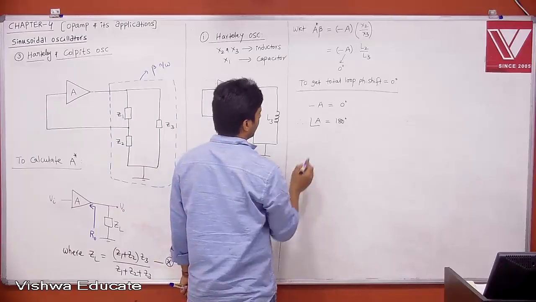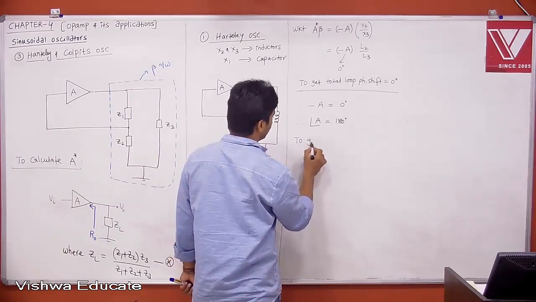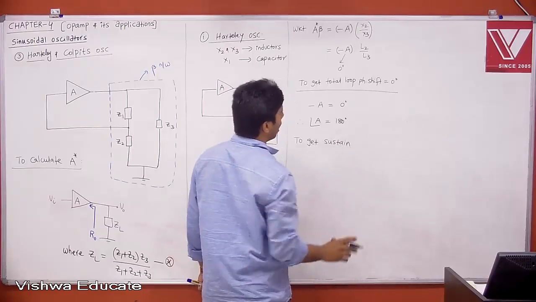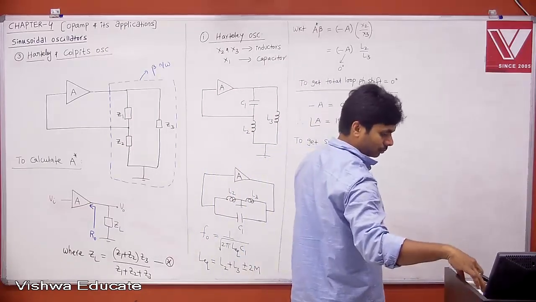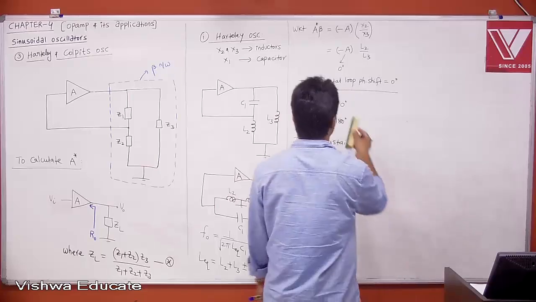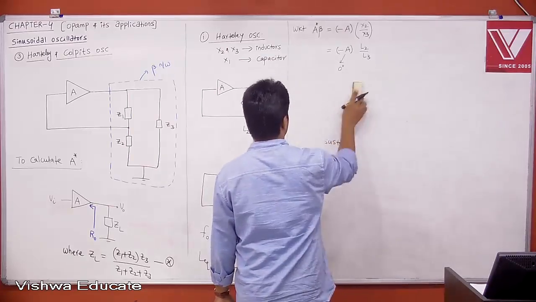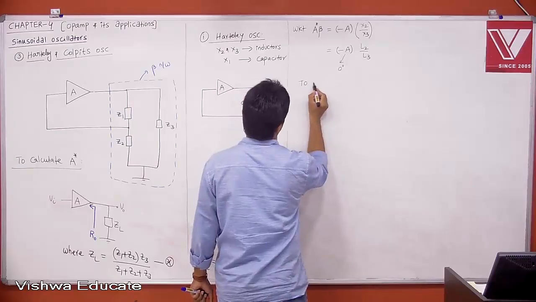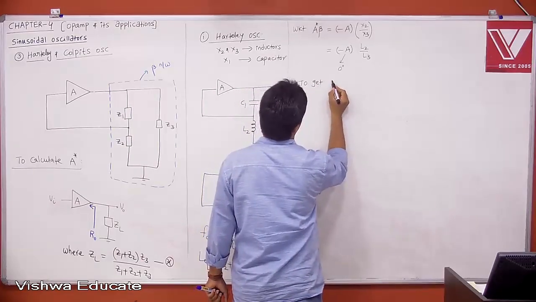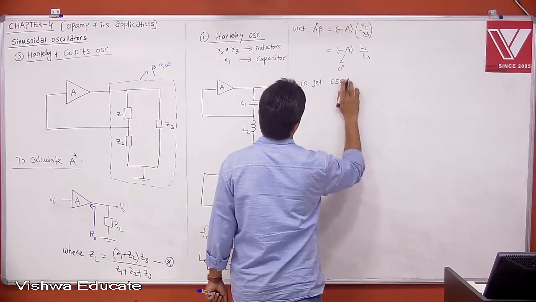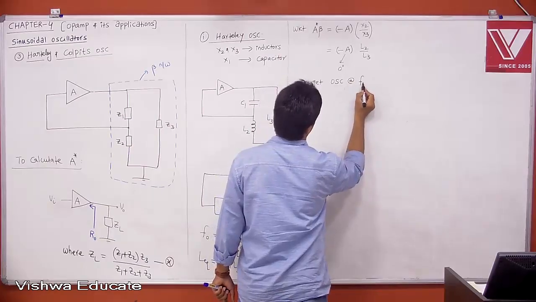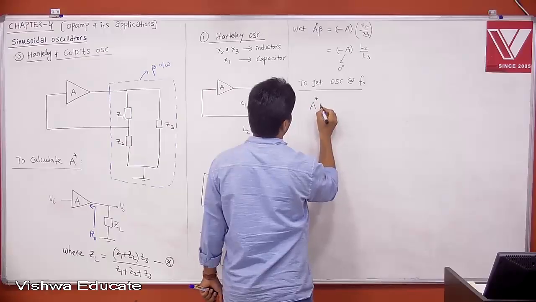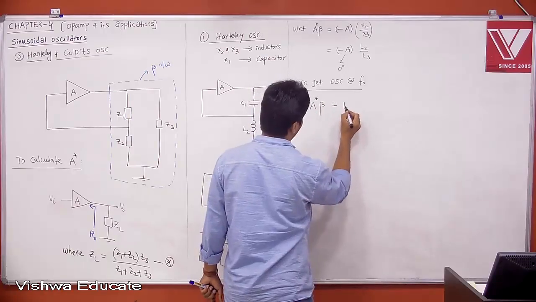Okay, this is what A is. And to get sustained oscillations, I can say directly, no confusion, just listen: to get oscillations at F0, which we already calculated, including everything, A star beta should be equal to 1.